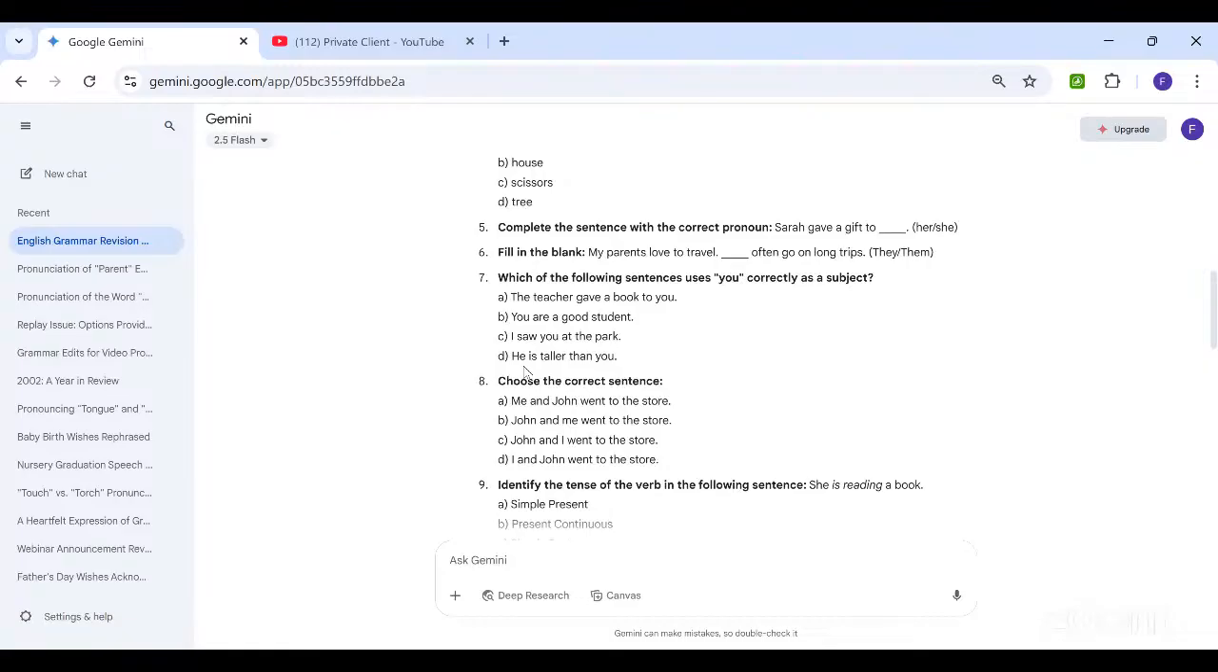It's spelled that way. And number 5 says, complete the sentence with the correct pronoun. Sarah gave a gift to her or to she? To her. Because her in that sentence is the object. She can never be used in the place of an object. She is always used in the place of a subject, while her is used in the place of an object.